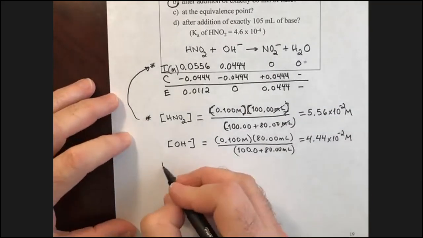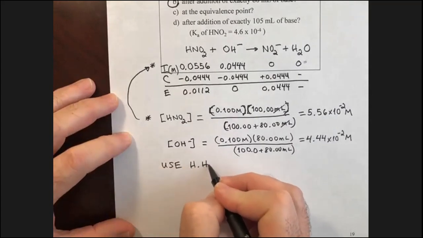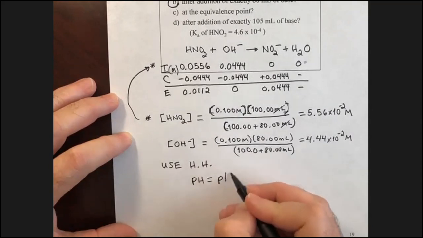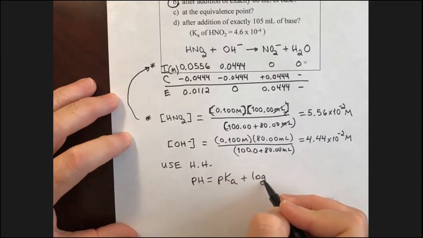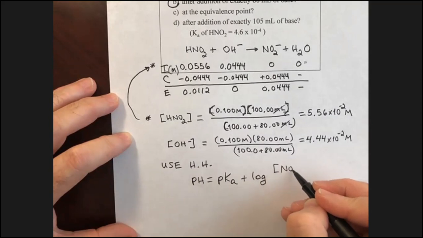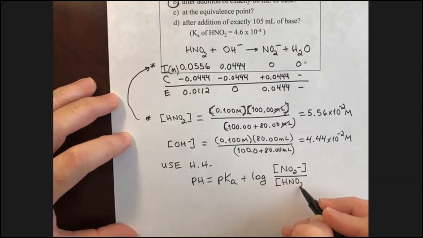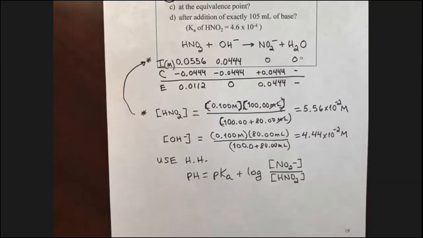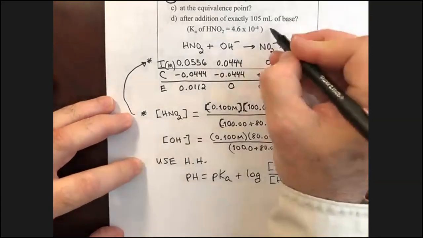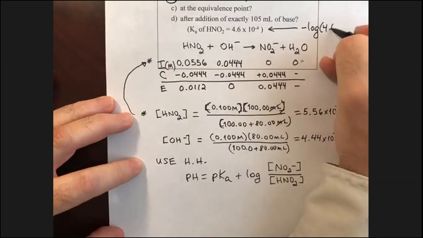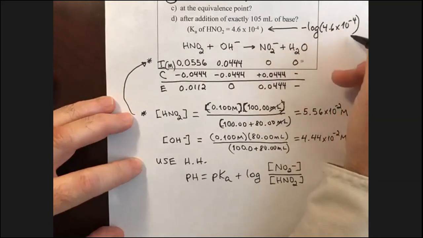So what we're going to do is use the Henderson-Hasselbalch equation. So the pH of this solution would be pKa plus the log of base, which is nitrite ions, over acid, which is the HNO2, right? Everybody with me? Okay, what was the pKa? Well, the pKa would be minus the log of this number here, 4.6 times 10 to the minus 4, right?